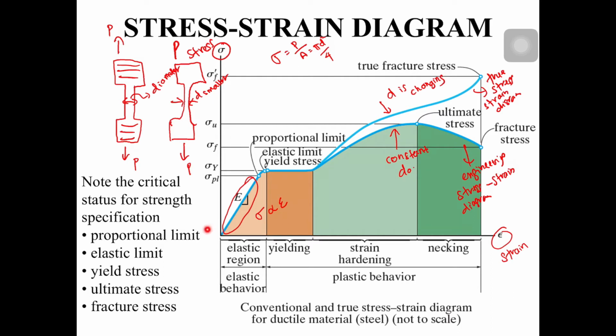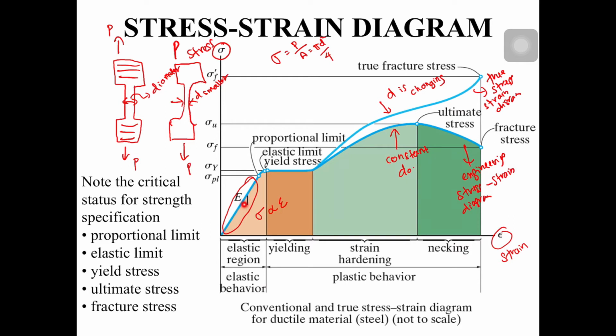Okay, so concentrate on the several items. Number one is the proportional limit. This one we call sigma proportional. Alright, and then this one we call the elastic region. Why elastic region? If we pull this specimen here, and then we release, this specimen will go back to the original state, like a spring.